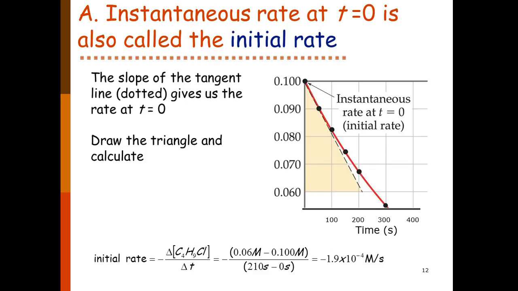I estimated the change in y to be from 0.06 to 0.1, and the change in x to be 210 seconds to 0 seconds. So I get an initial rate of negative 1.9 times 10 to the negative 4 molar per second, with a negative sign out front to indicate that the compound is disappearing.